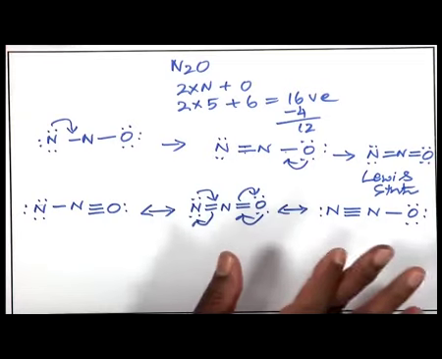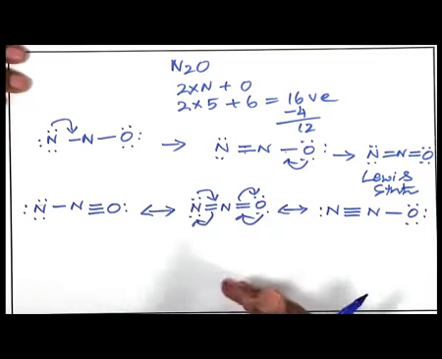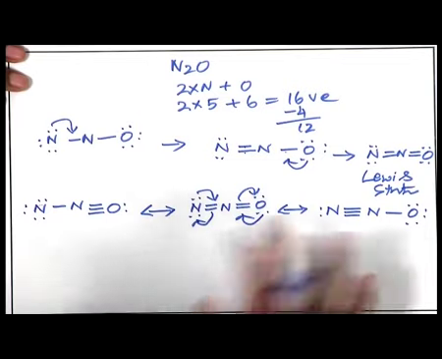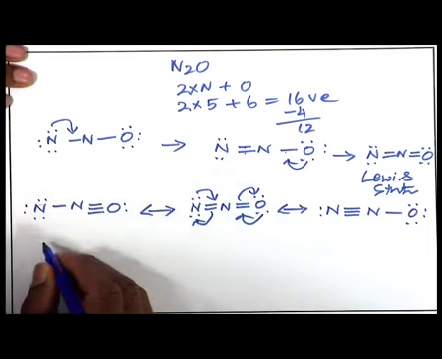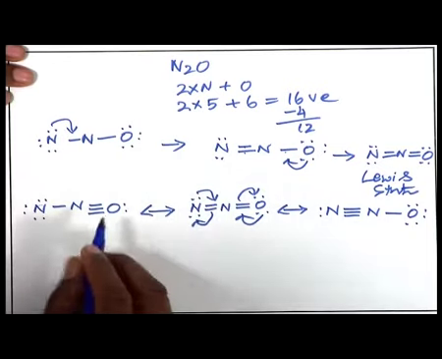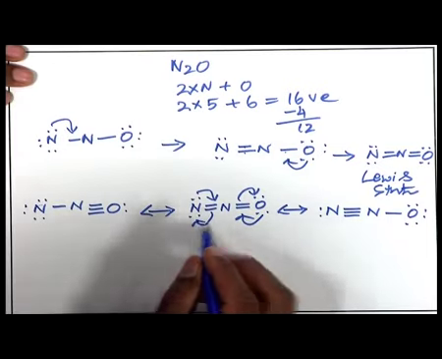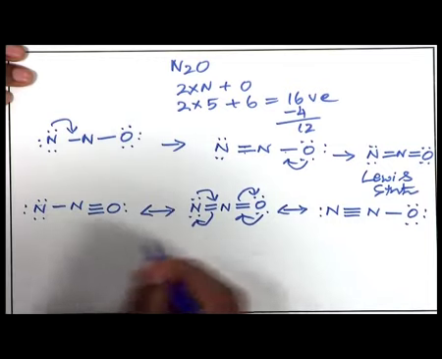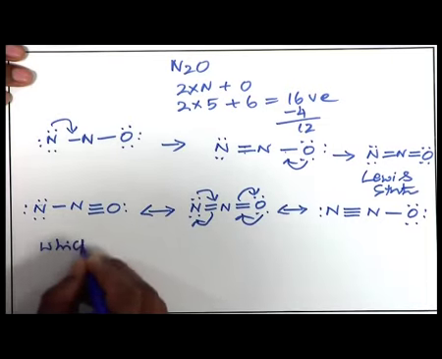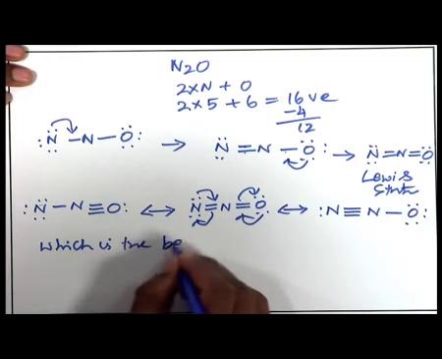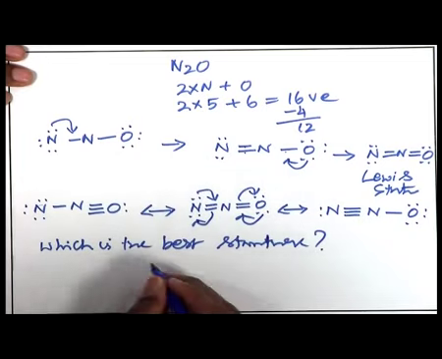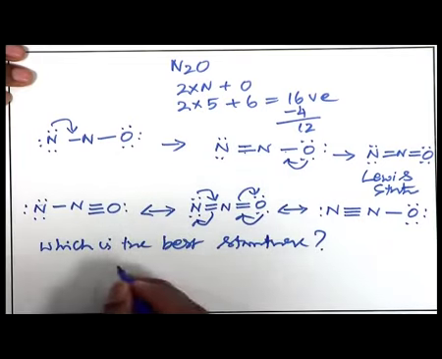Among these, which is the most contributing structure? How to find out? One can find out the most contributing structure to the electronic ground state based on formal charge. So, the question is which is the best structure, or which structures are contributing more to the actual structure. This can be decided based on formal charges.